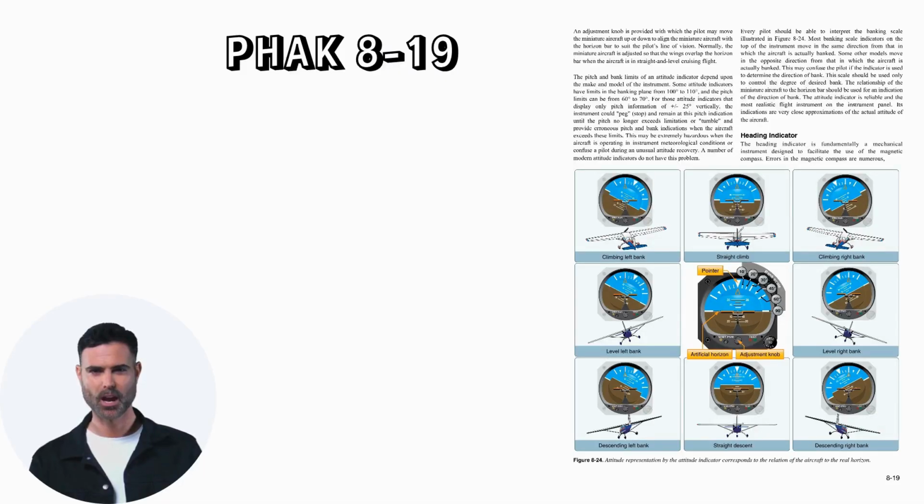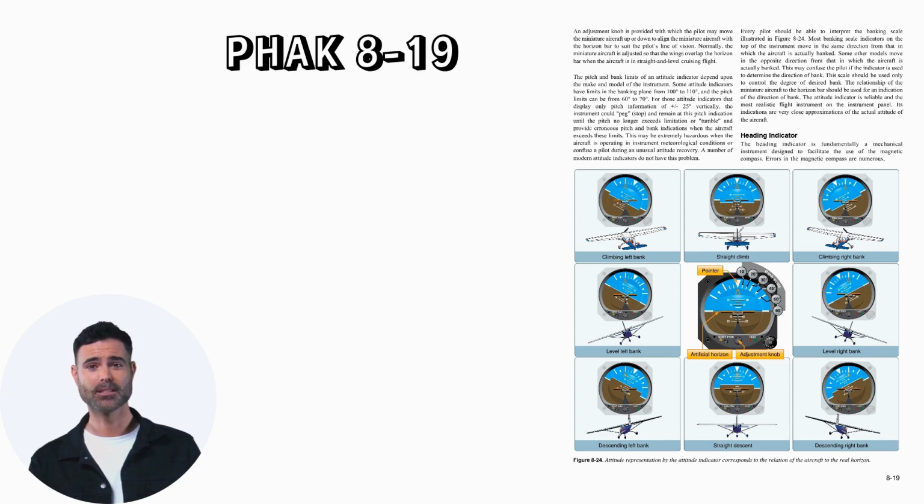An adjustment knob is provided with which the pilot may move the miniature aircraft up or down to align the miniature aircraft with the horizon bar to suit the pilot's line of vision. Normally, the miniature aircraft is adjusted so that the wings overlap the horizon bar when the aircraft is in straight and level cruising flight.